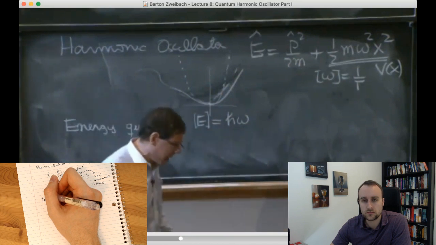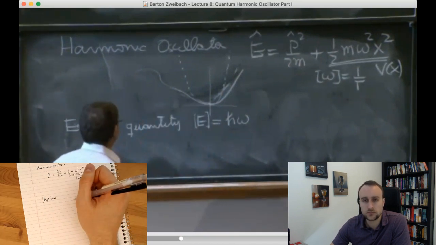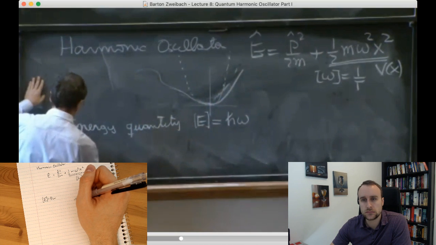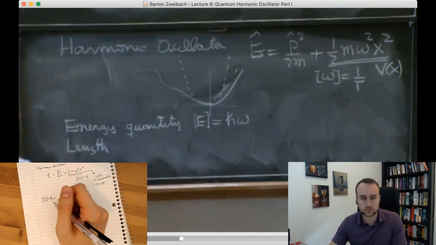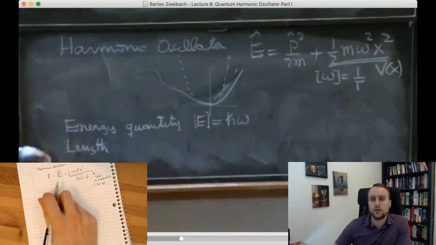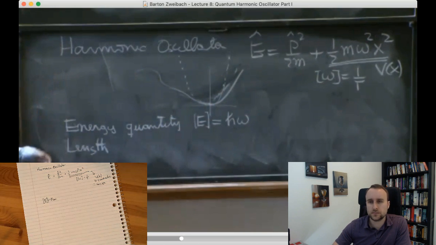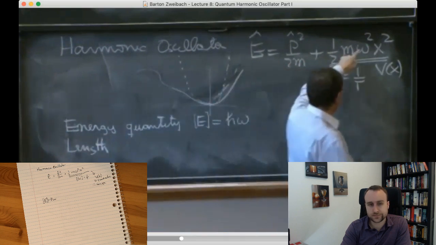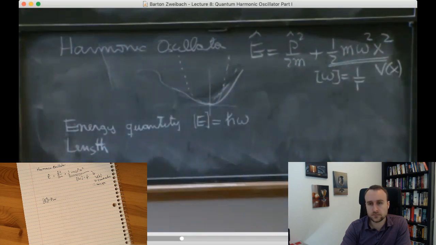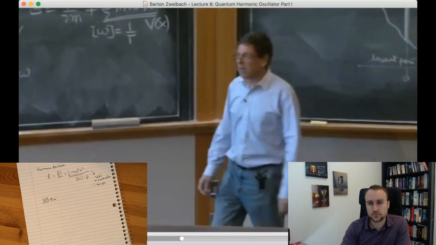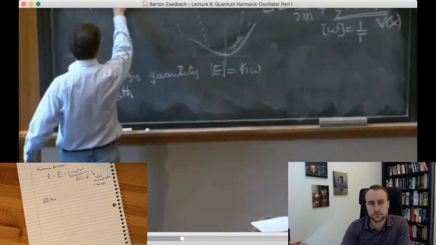There's another quantity that may be interesting. How about the length? How do you construct a length from these quantities? You can start doing m, omega, h bar, and put powers and struggle. I hate doing that. I always try to find some way of avoiding it.